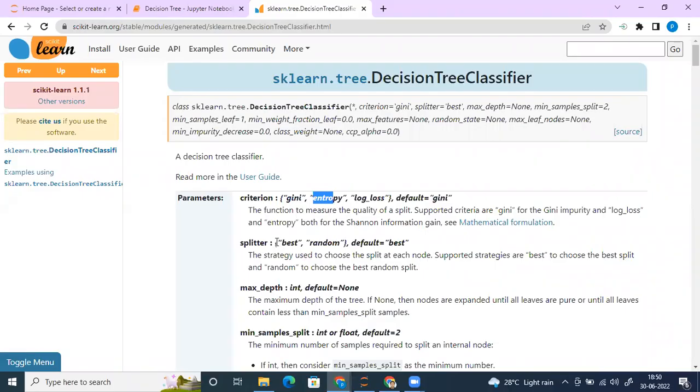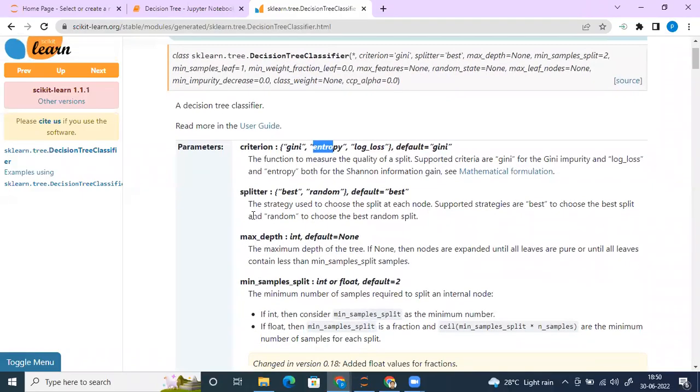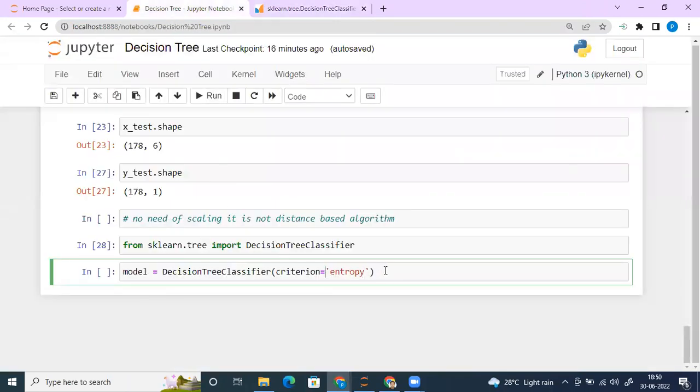So always read what can be done. Let me implement it, and I will show you that with the help of these parameters I can even improve the performance. I'll show you that within a few minutes, okay? So suppose I mention criterion is equal to entropy.